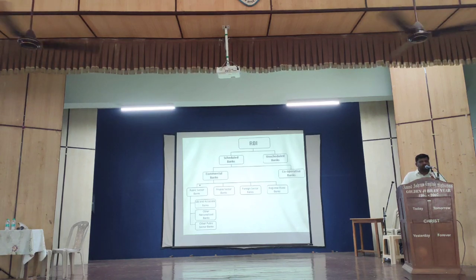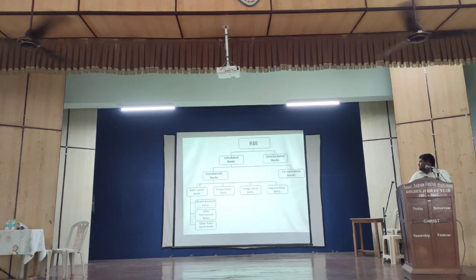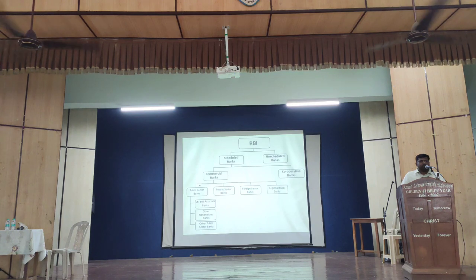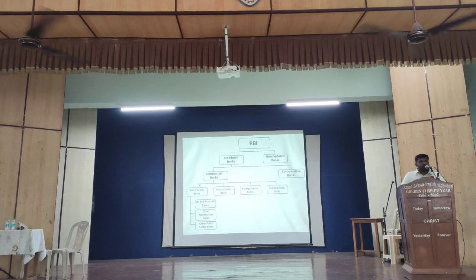The main function of these regional rural banks is to give agriculture credit to the rural customers, which is not mainly given by the private sector banks and the public sector banks. So this is all for the scheduled banks, and for the unscheduled banks there are cooperative banks. Cooperative banks are basically made up of stakes of private individuals who may or may not be customers of the bank, but they have a stake in the bank. They are not institutional holders.